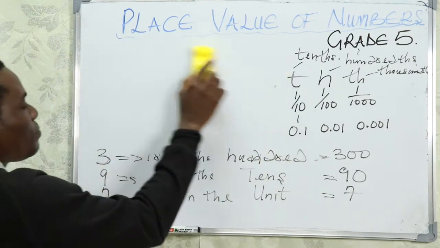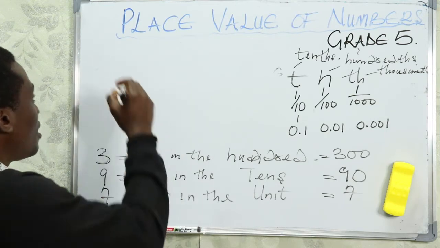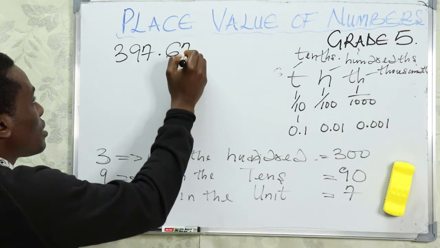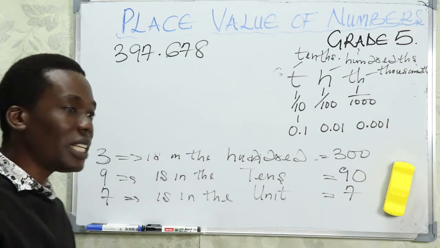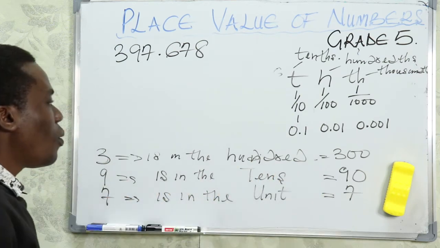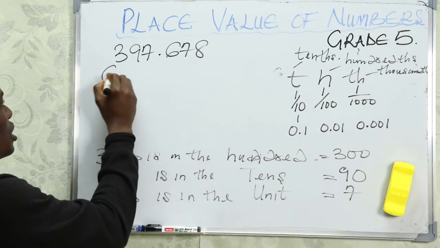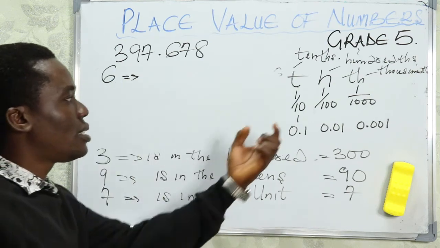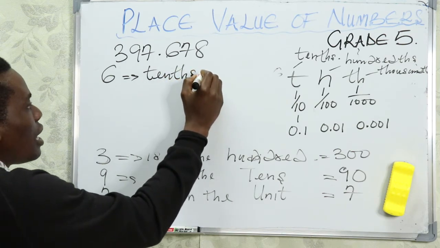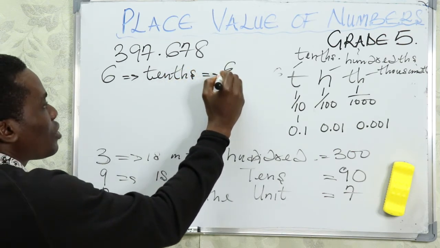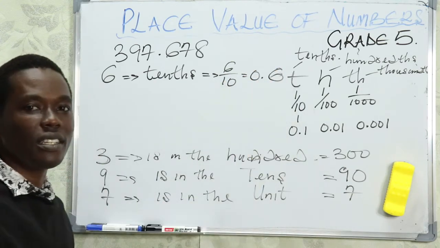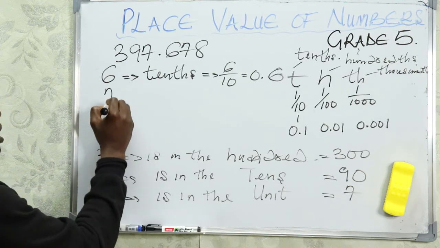Now, let's look at them. So remember, we are given this number, 397.678, and we have succeeded in finding the place value of 3, 9, and 7. Now we want to look at the place value of 6, which is in the decimal place. 6 belongs to the tenths, and it can be represented by 6 over 10, which is 0.6.